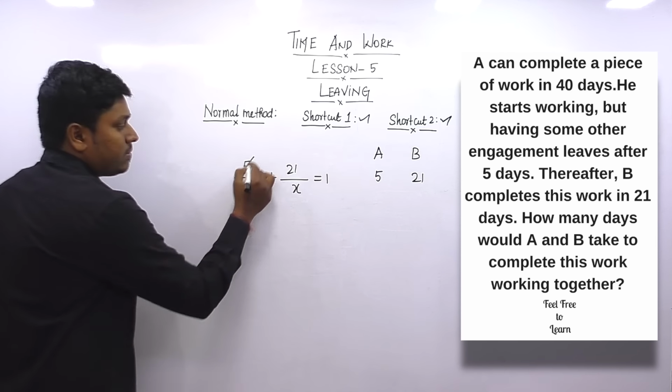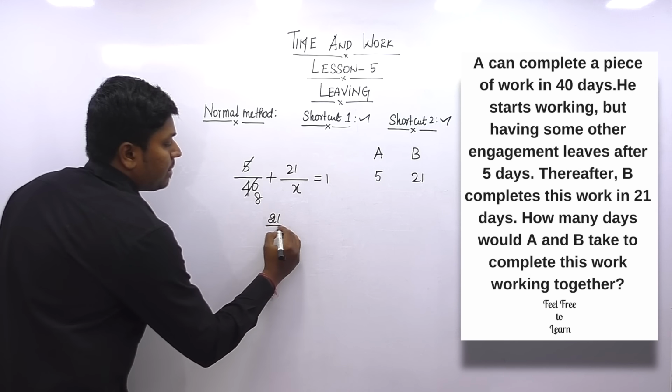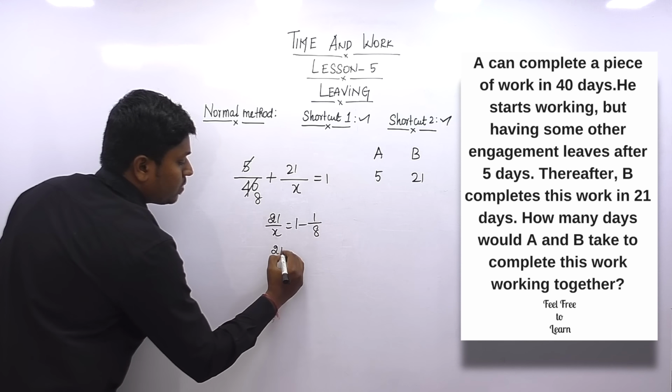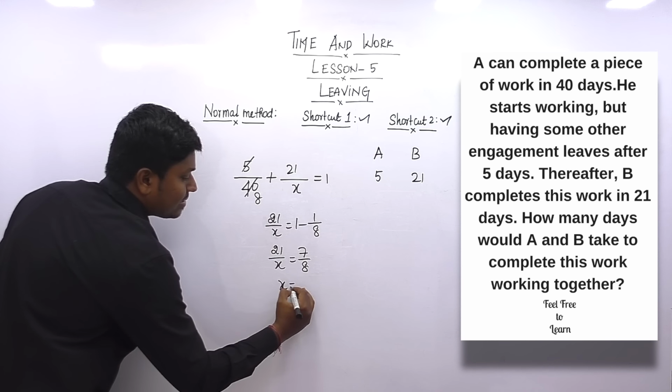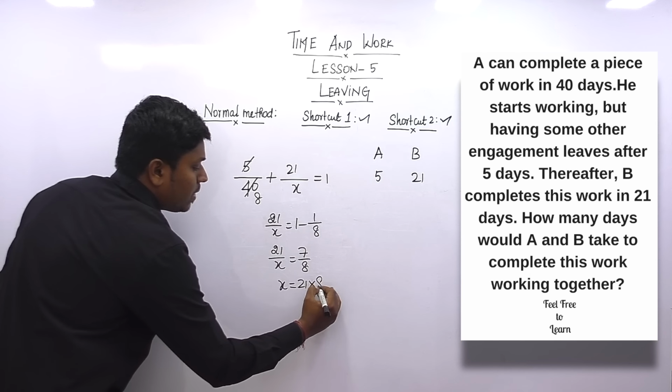So let me solve this. We can cancel 8 times. So we can say this as 21 by X is equal to 1 minus 1 by 8. So 21 by X is equal to 7 by 8. So X is equal to, similarly you can cross this, right? 21 into 8 by 7.